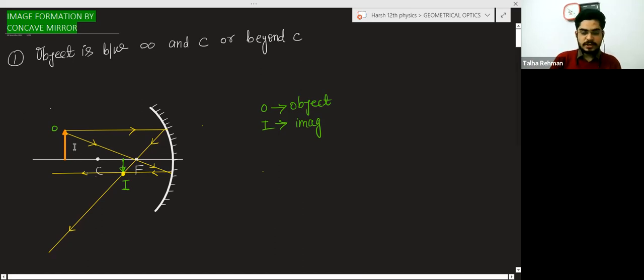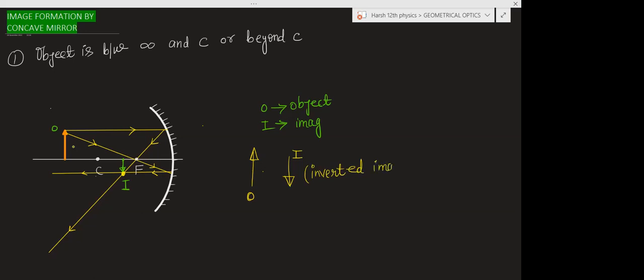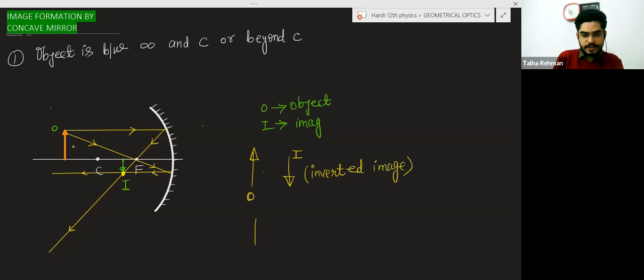Now, if the object and image are like this, suppose this is the object, the object arrow is upward, and the image is something like this, so you will say the image is an inverted image. And if the object is like this, and the image is also like this, no matter how bigger or smaller the image is, in this case you will say the image is erect or upright.